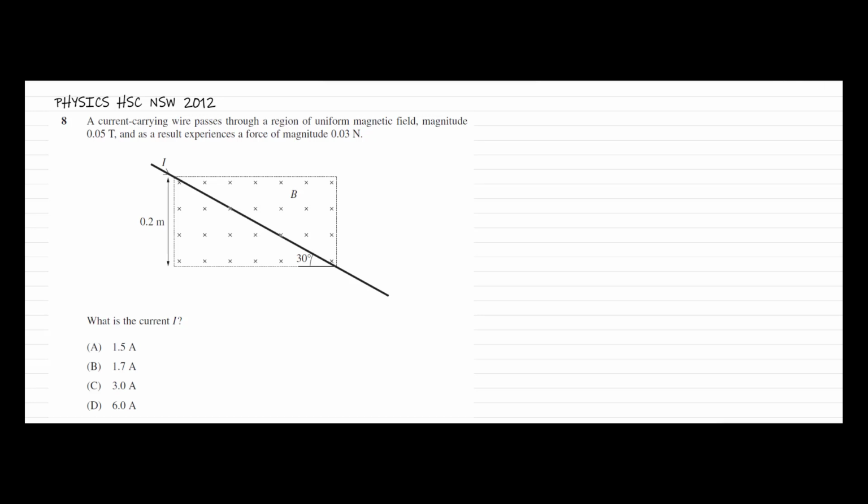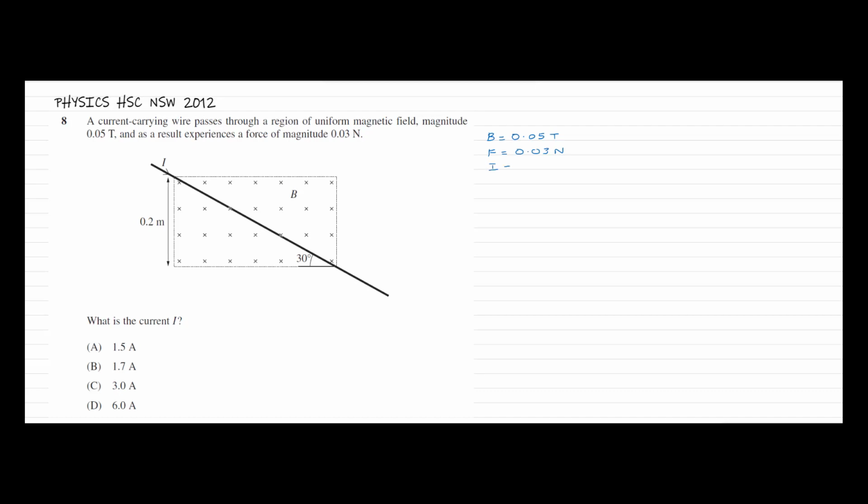So the question says a current carrying wire passes through a region of uniform magnetic field, magnitude 0.05 Tesla. So the best thing is we start writing whatever is given in the question. So 0.05 Tesla as the value of B, and as a result experiences a force of magnitude. So force experienced is 0.03 Newton, and the question therefore is, what is the current I?